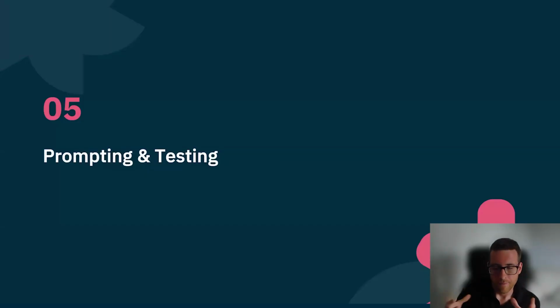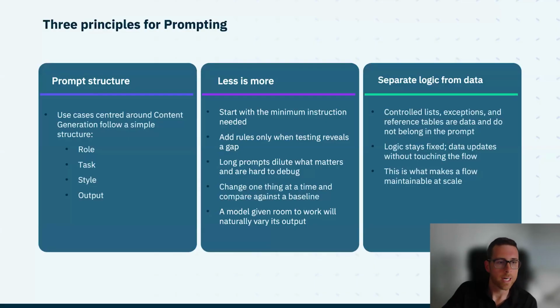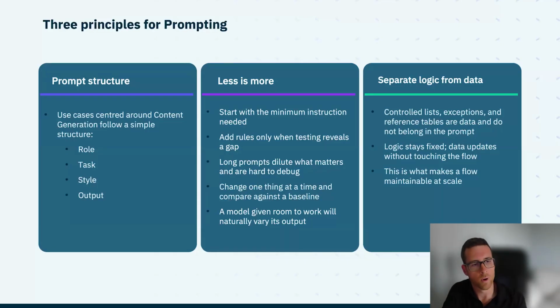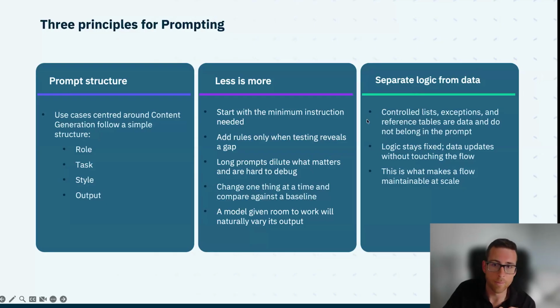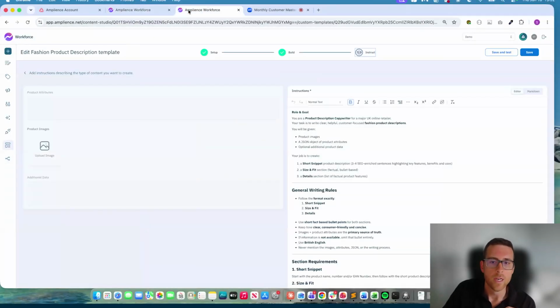The next section is more focused around prompting and testing and some of the learnings that we've had around this. So when it comes to prompting, we always start our prompts by giving the AI model a role. So we generally say you're a product description copywriter whose task is to generate product descriptions, and we want you to write in a specific style, and we want you to write the copy and output it in a particular format. So this is an example template I was showing earlier, and you can see how we've structured it.